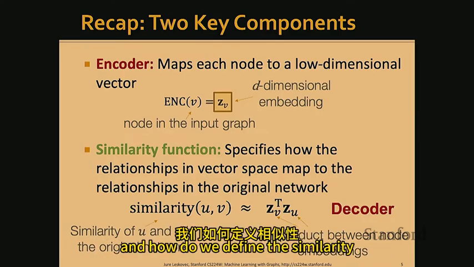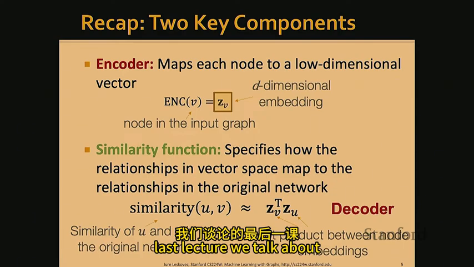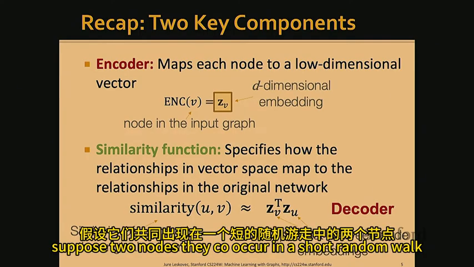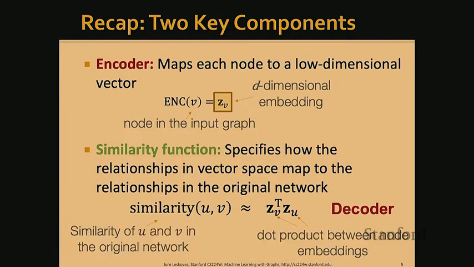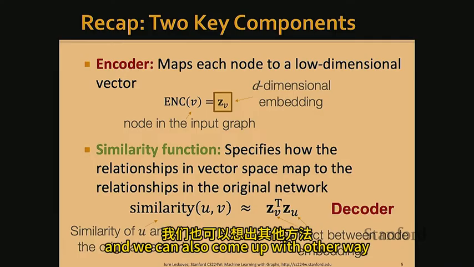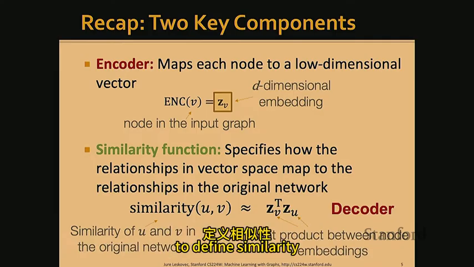And how do we define the similarity? Last lecture we talked about random walk-based similarity functions. For example, suppose 2 nodes co-occur in a short random walk, then we think these 2 nodes are similar. So that's one way to define similarity, and we can also come up with other ways to define similarity.